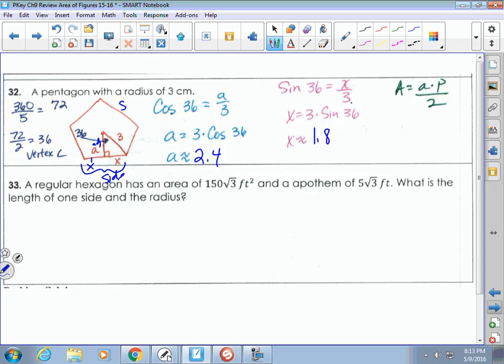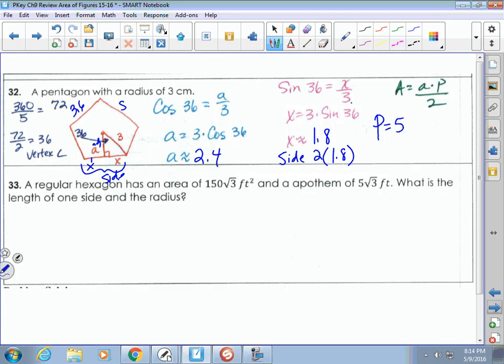Now, to get to my side, the side is going to be double that. So it's 2 times the 1.8. So the side, sorry, I'm running out of room, is approximately, what is that, 3.6? Is that right? And then I need to write that on there, sorry. So 3.6 here.